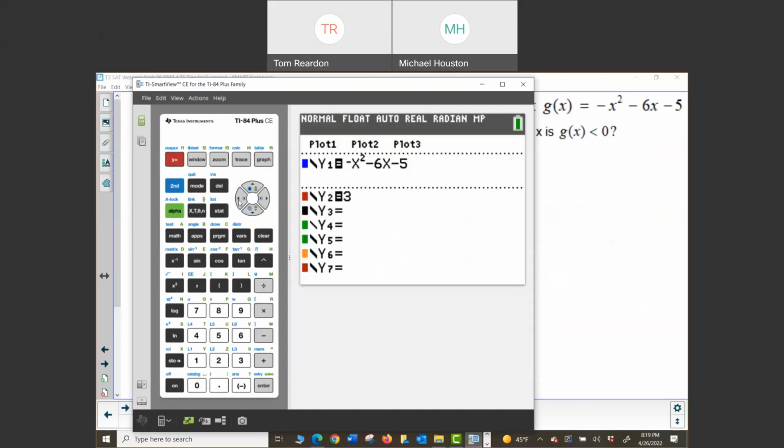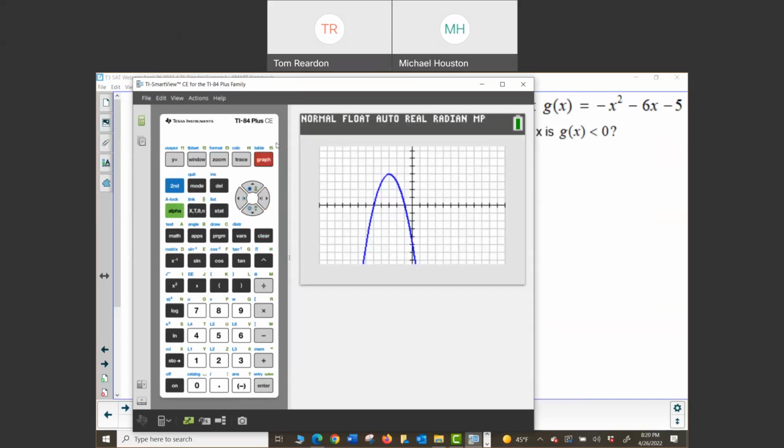Let me actually clear out y2 equals 3. Okay, we're a third of the way in according to my phone.